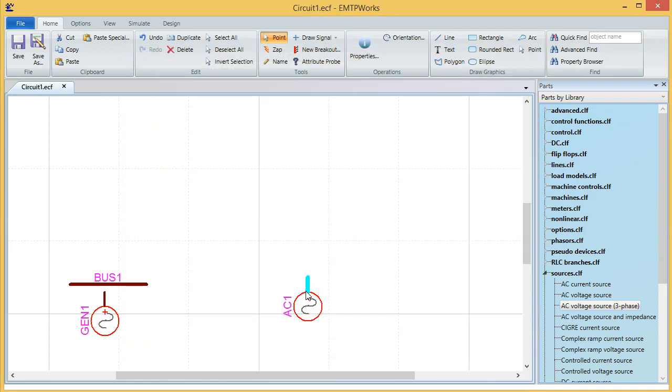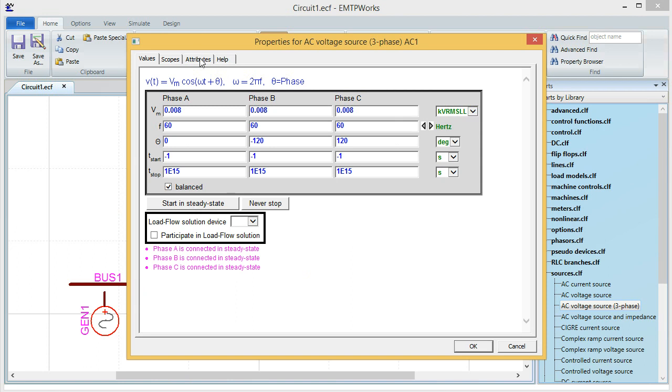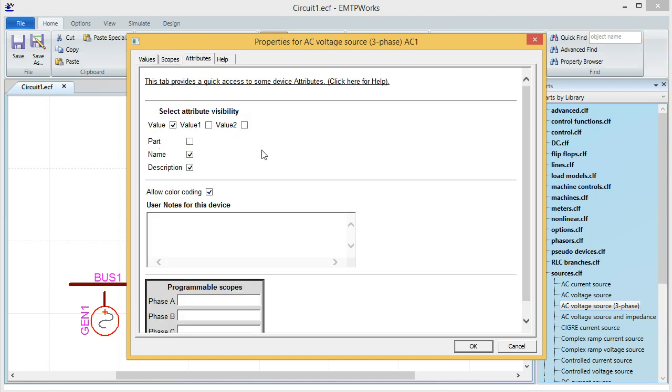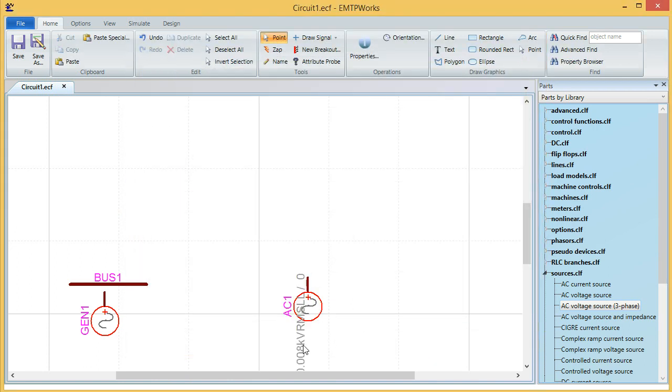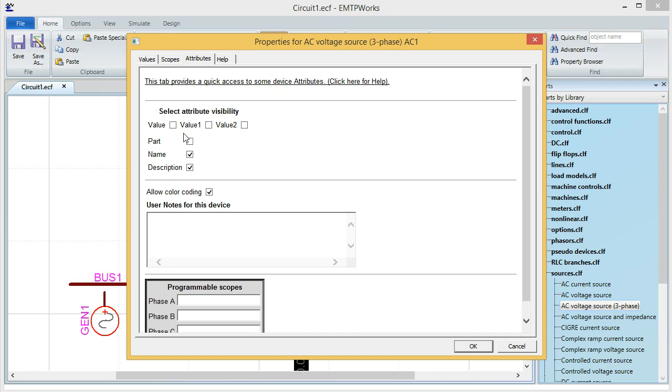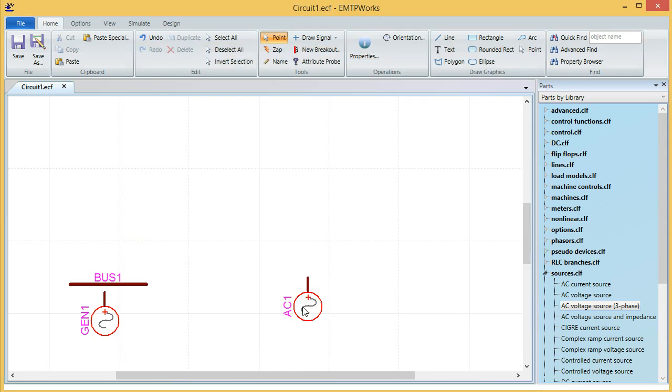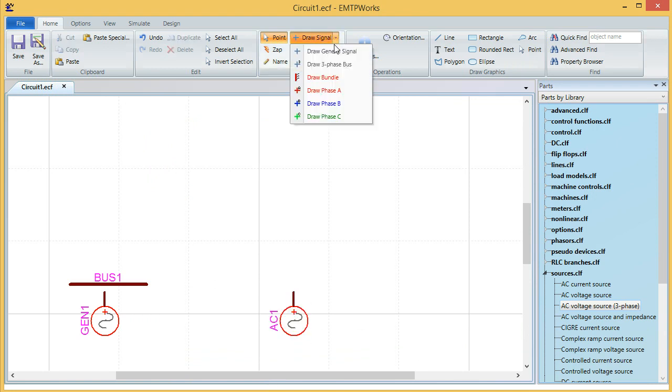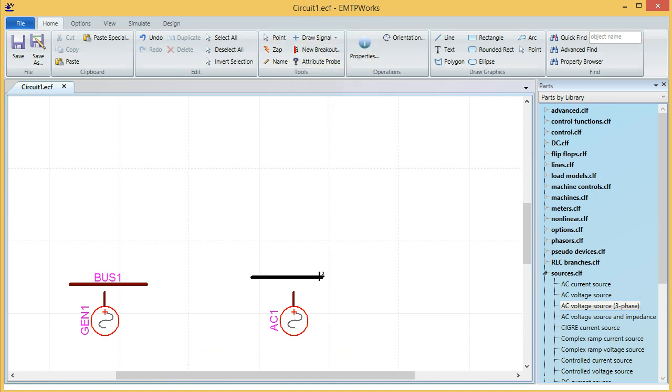I just don't want to show the values over the structure. When I click on this value checkbox over here, we're going to see the value for a generator written over it, but I don't want to see that. So in attributes, I'm going to uncheck this box, and it's better like this, I think. Okay, let's draw the second bus, and this is my second bus.